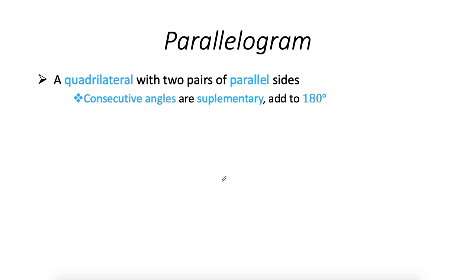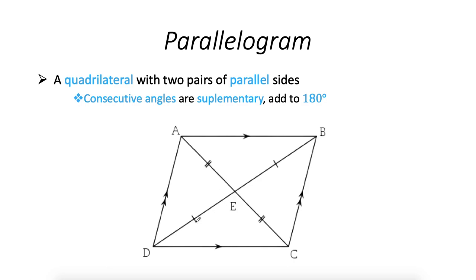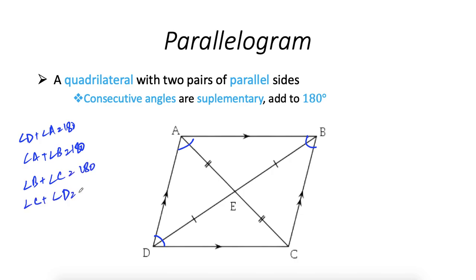And a very important property is that the consecutive angles are supplementary. That means that these sum to 180 degrees. So if I consider this parallelogram, angle D and angle A sum to 180 degrees. These are consecutive angles. So angle D plus angle A is equal to 180. Now angle A plus angle B is equal to 180, angle B plus angle C is equal to 180, and angle C plus angle D is equal to 180. So the sum of two consecutive angles is always equal to 180 degrees.